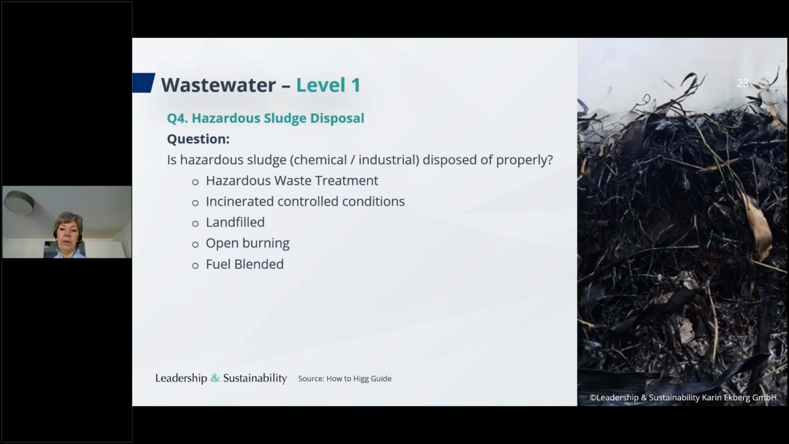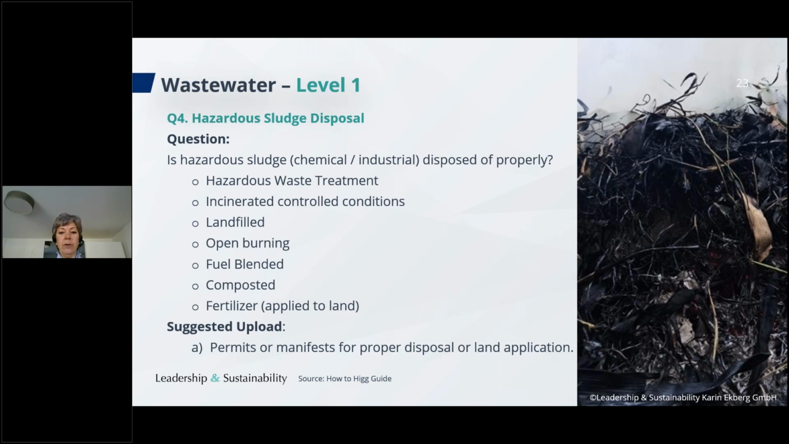For example, blend it into the cement industry or in other industries where the ovens have a very high temperature and therefore can also destroy the hazardous components. Composted, also not a good idea for hazardous sludge. Fertilizer applied to land as well, not a good idea for hazardous waste. And then also the suggested uploads are the permits or manifest for proper disposal or land application.